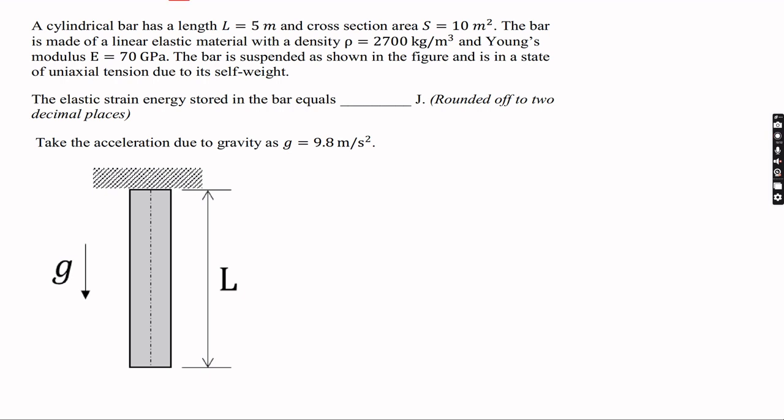That's all. So see here, cylindrical bar of length is given, 5 meter. Cross sectional area is given. Cross sectional area is nothing but this area. This is cylindrical, so a circular cross section will be there. The bar is made of linear elastic material with a density. Density is given. So why are they giving density? I don't know. We'll see what is the use of this density.